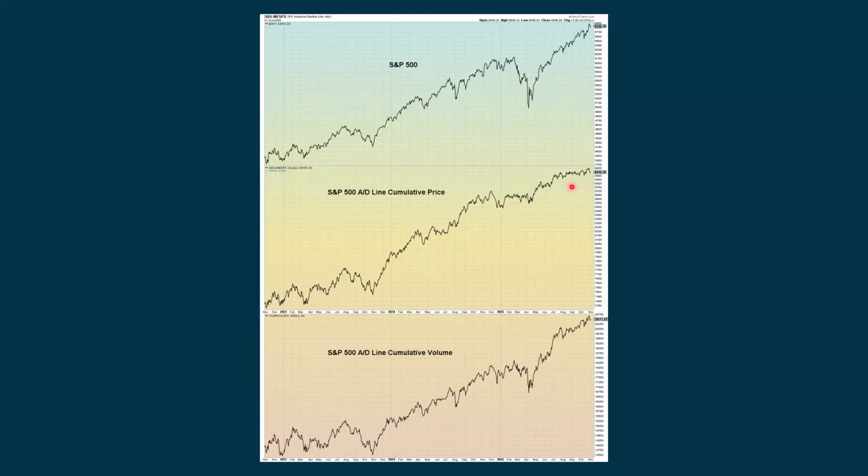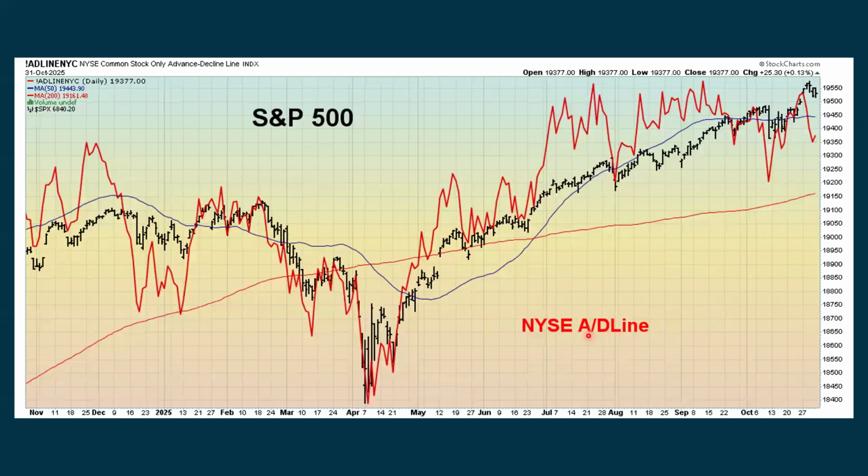This is the S&P. We look at the cumulative advanced decline line based on price, just coming off of recent highs and then seeing some weakness. Also coming off of recent highs here when we look at this based on volume. And then we look at the S&P and the NYSE advanced decline line together. You can see the broader market seeing a little bit more weakness when compared to the index itself.